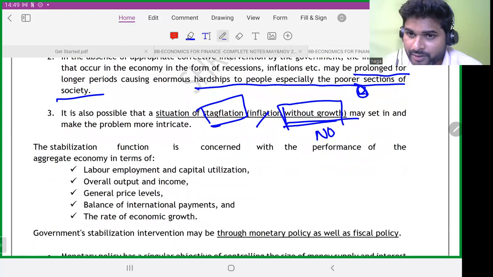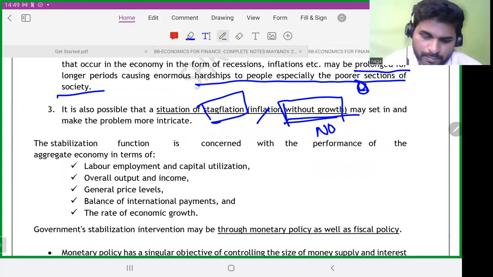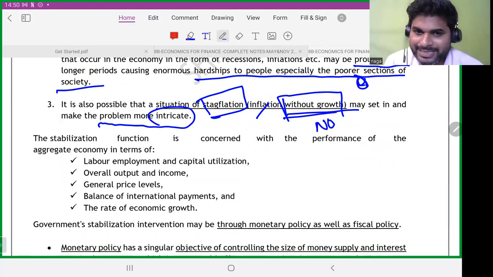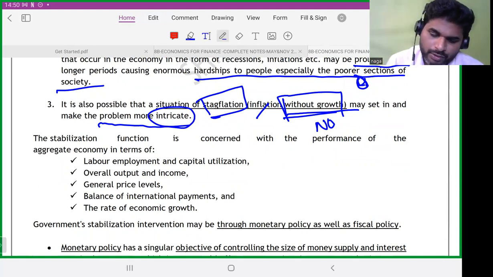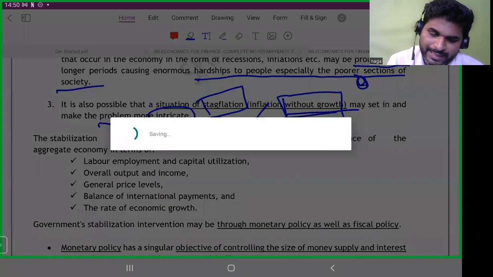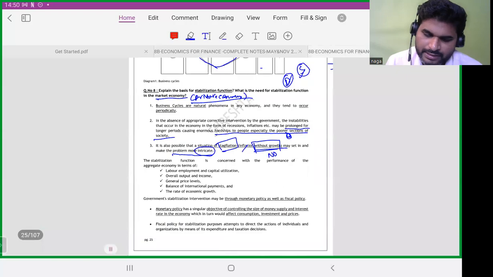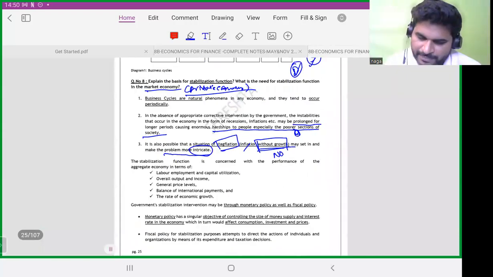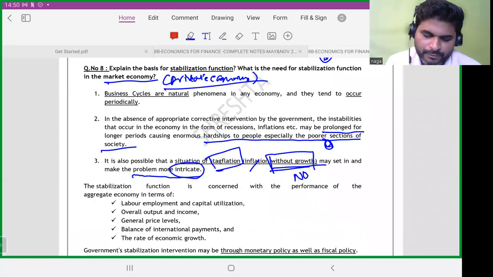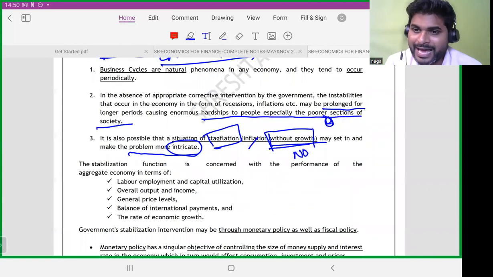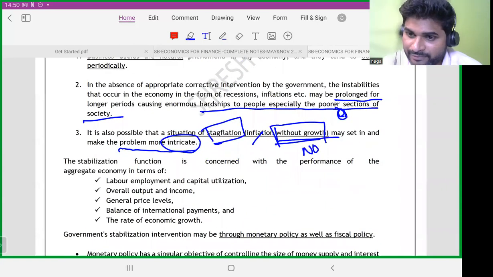If the government doesn't intervene, what will happen? It will create more problems and make the problem more intricate and more complex, right? So that is why the government has to get involved in the stabilization function. Stabilization function is concerned with the performance of the aggregate economy. As we said, macro economy. I believe you know the difference between micro and macro economy.